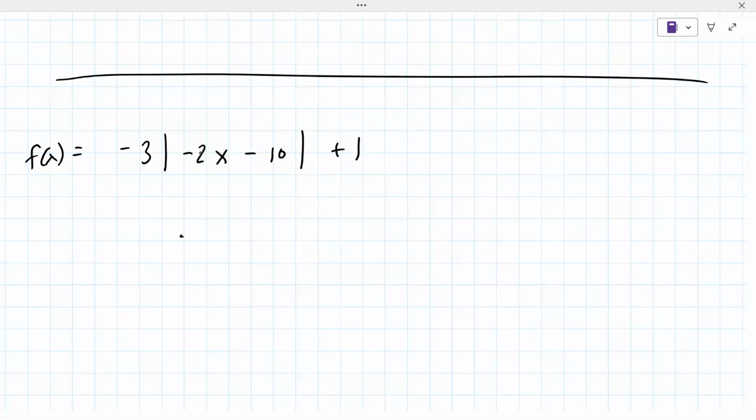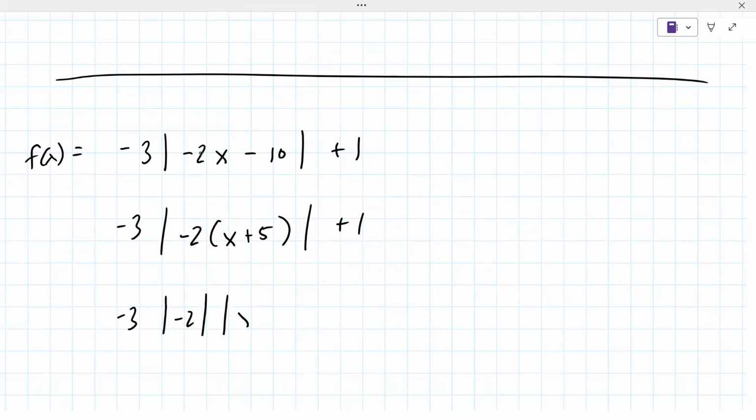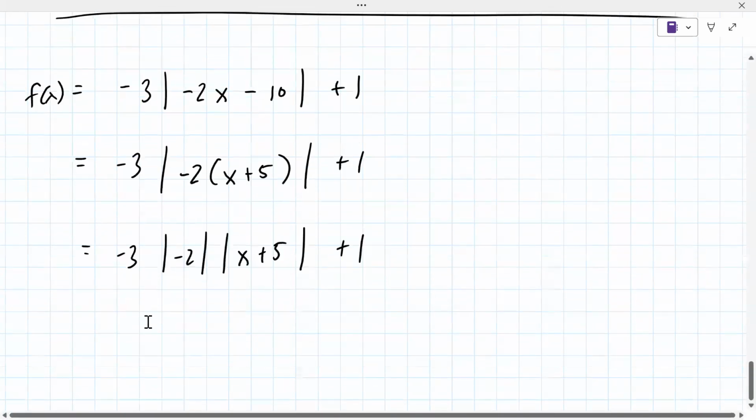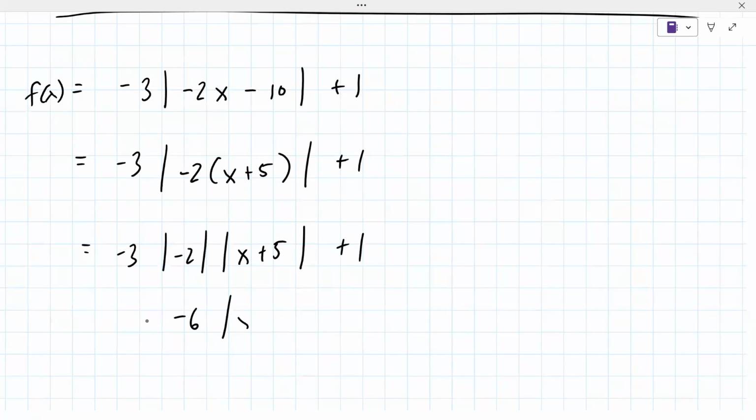So it's -2 times x plus 5. And then you take the absolute value of each of them. So the absolute value of -2 is 2. You multiply by -3, you get -6. So -6 times the absolute value of x plus 5, and then the plus 1.